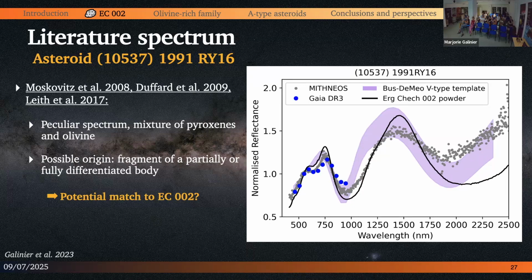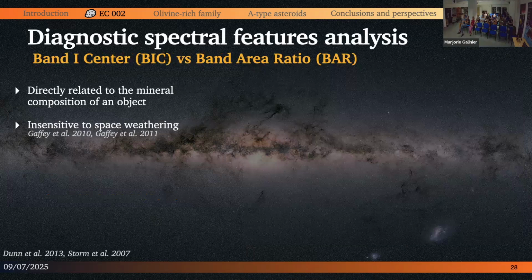To verify this, we studied the diagnostic spectral features of the spectrum. Now we have access to the near-infrared. We can study the position of the first band around 1 micron and the ratio between the two bands, because these features are thought to be directly related to the mineral composition of bodies. And for bodies with white bands, they are thought to be insensitive to space weathering. So we remove the problem of taking into account and modeling space weathering.